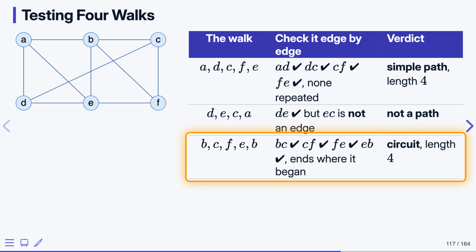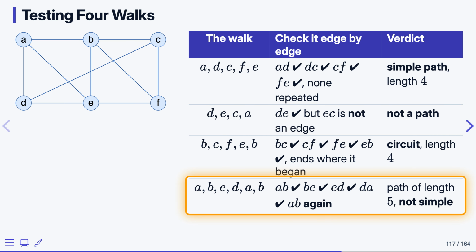Walk 3, B, C, F, E, B. B, C, yes. C, F, yes. F, E, yes. E, B, yes. 4 edges and it ends at B where it started, so it is a circuit of length 4. Walk 4, A, B, E, D, A, B. A, B, yes. B, E, yes. E, D, yes. D, A, yes, and then B again. 5 edges, so the length is 5, but the edge AB was used twice, so it is a path and it is not simple.